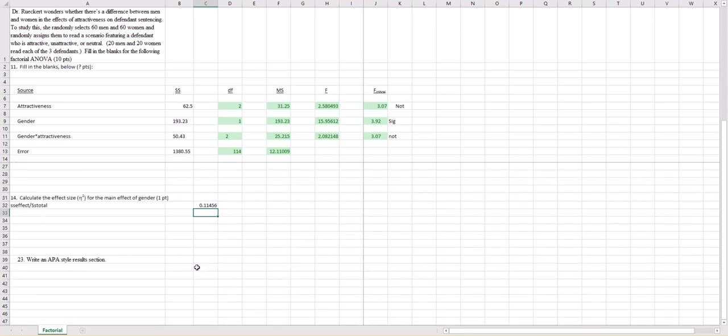APA style is written the same way as APA for a within subjects ANOVA, which you can look at the within subjects ANOVA video for. The difference is we break it down into 3 separate sections as we have 3 separate hypotheses.